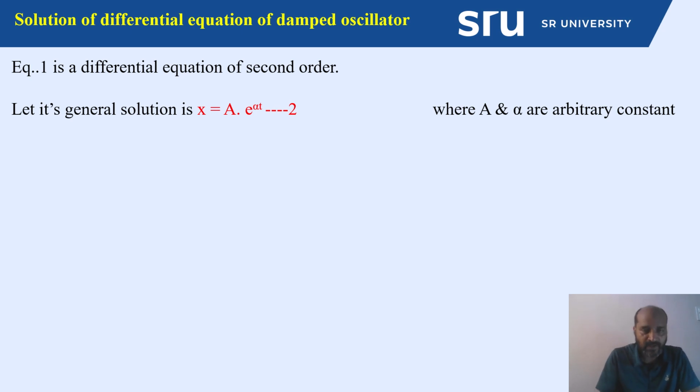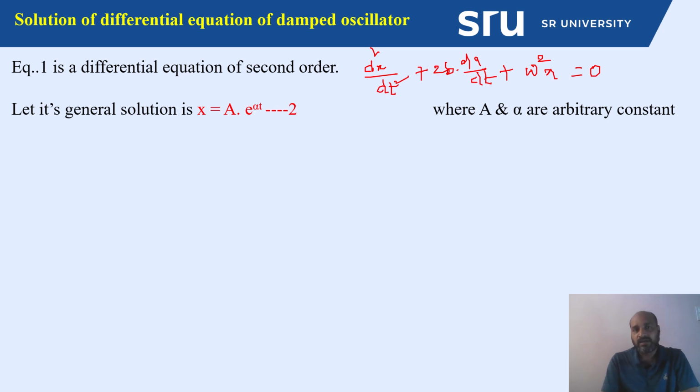Of course, we have given the equation of motion for damped oscillations, but now we write the solution. This equation 1 is second order. I will rewrite that: d2x by dt square plus 2b dx by dt plus omega square x is equal to 0. Now, for this standard second order differential equation, the general solution will take this form.